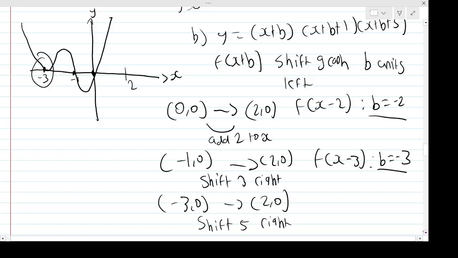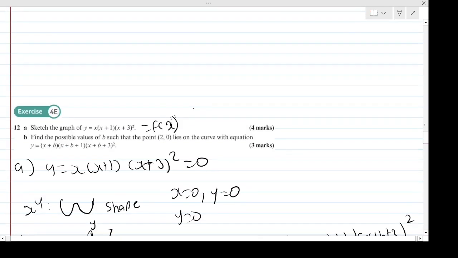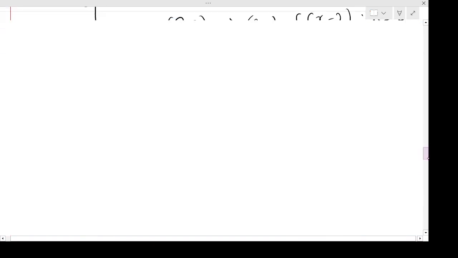Well, if I want to add 5 to get from minus 3 to 2, to move it 5 right, I'd need to do the opposite. Instead of adding 5, I need to subtract 5 in the function, which will then give me moving that original graph f of x 5 units to the right. And then the value of b, because it's x plus b, is going to be minus 5. And now there we are. So those are the possibilities. It says find the possible values of b to translate the curve to go through this point. And there we are.